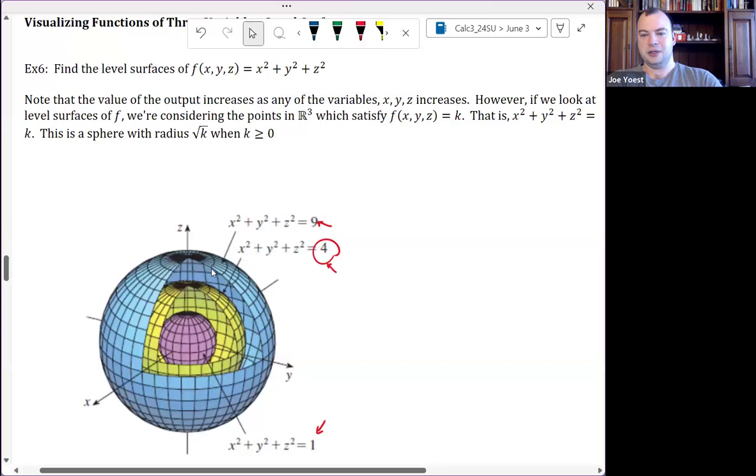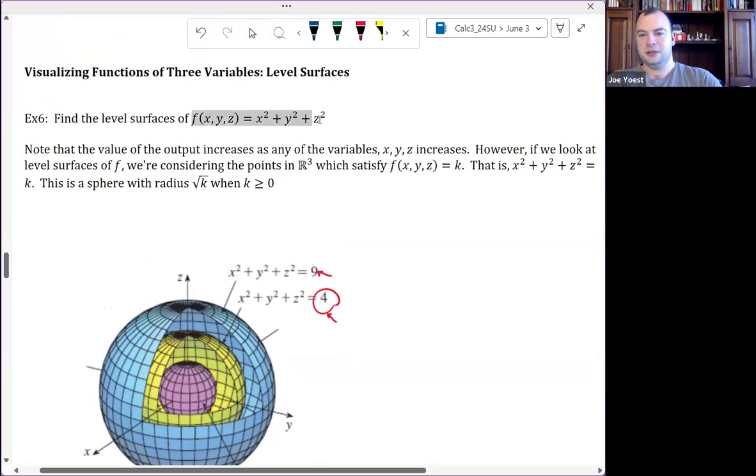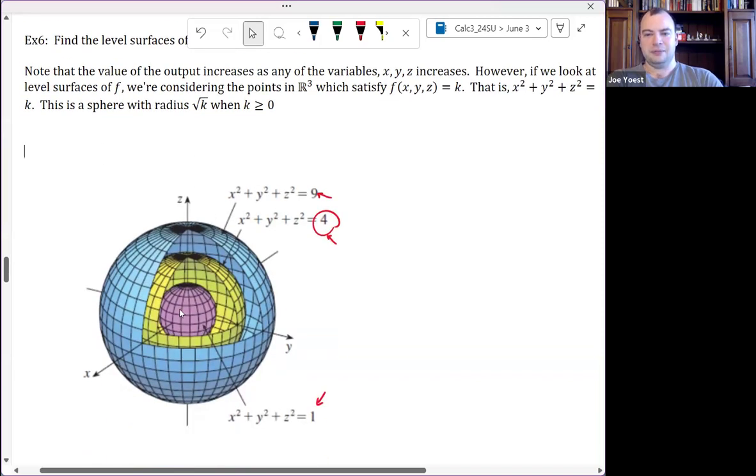I mean, again, you can see for even a fairly easy function to understand, good luck trying to draw that by hand unless you're a very, very good artist and make it at all convincing.